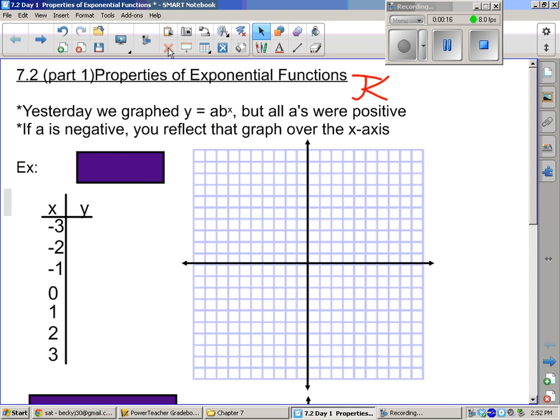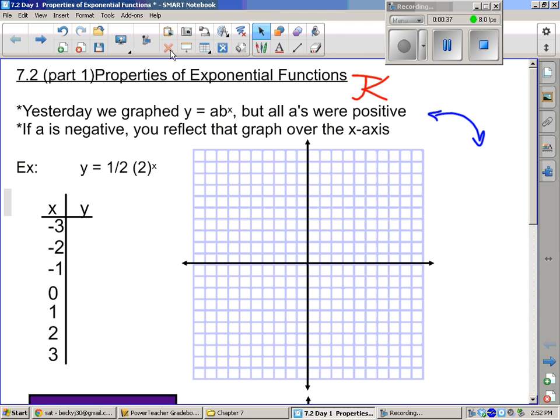Alright, let's talk about properties of exponential functions. Yesterday we graphed y equals ab to the x, but all the a's were positive. If a is negative, it's basically reflecting that graph over the x-axis. All right, so let's try this example.